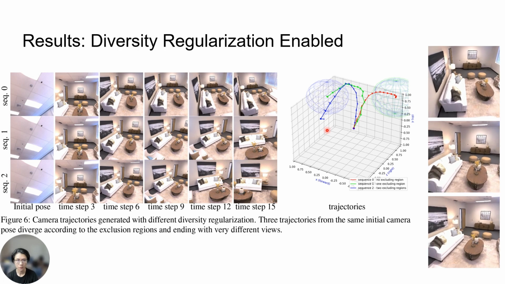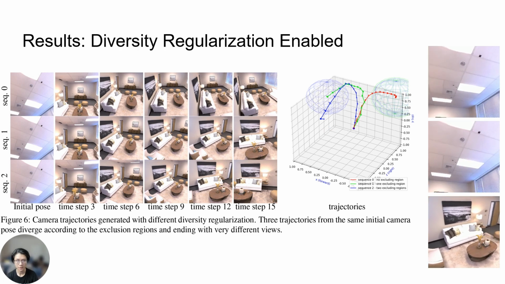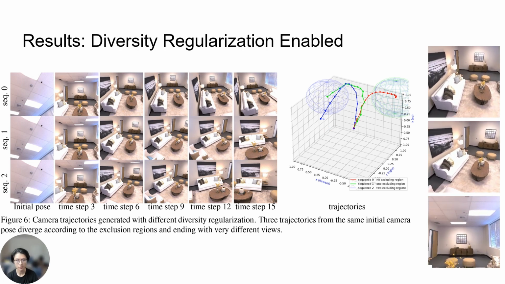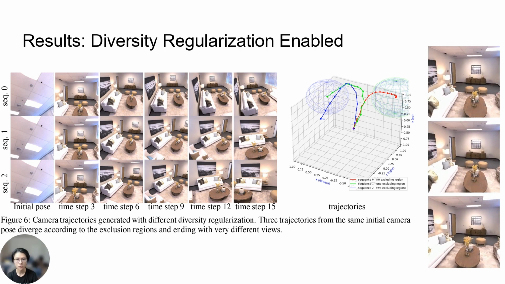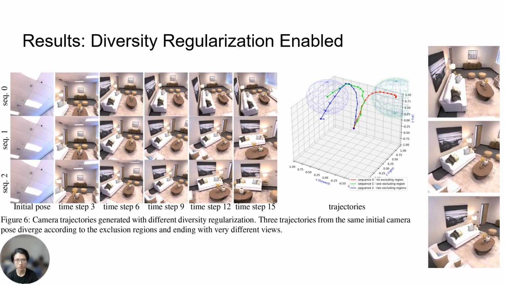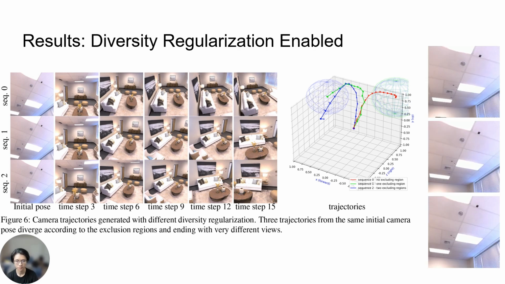When we enable the diversity regularization, the agent can generate diverse trajectories from the same initial pose. It can also provide the user with additional control at the inference time.